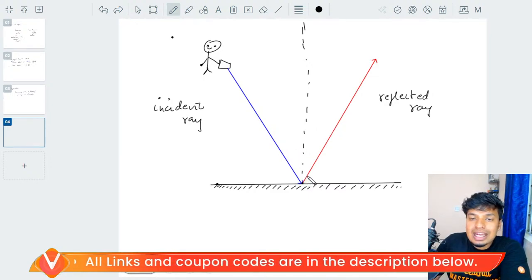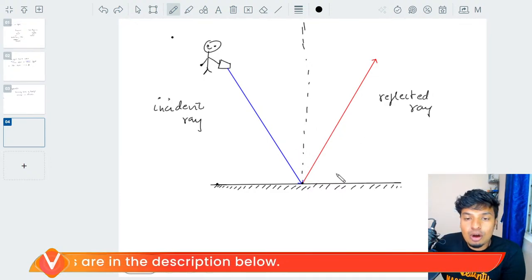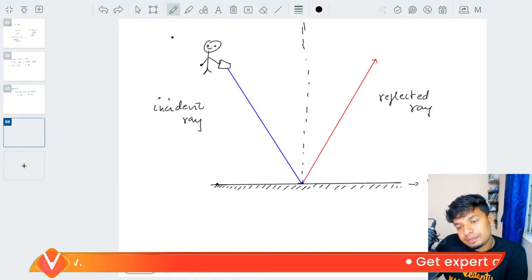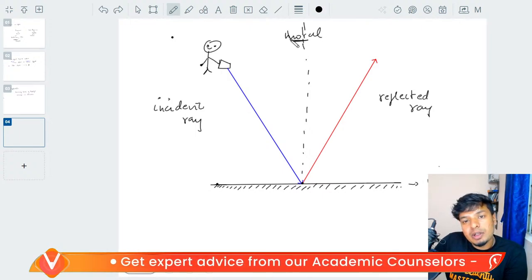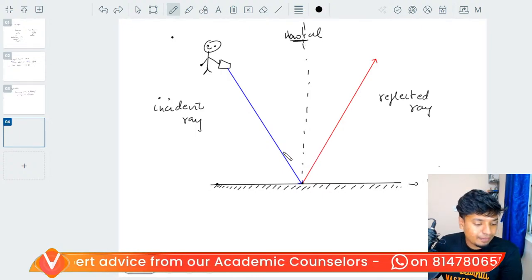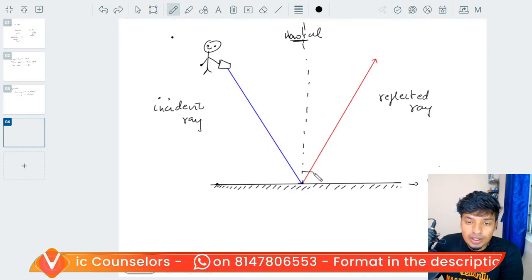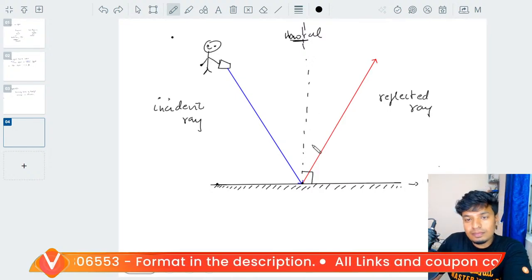So the normal line is perpendicular. Perpendicular means what? What is the angle between the normal and the mirror, guys? This is the mirror. This is the normal line. What is the angle between the normal and the mirror? 90 degrees. No, it's perpendicular. It's 90 degrees. Got it?